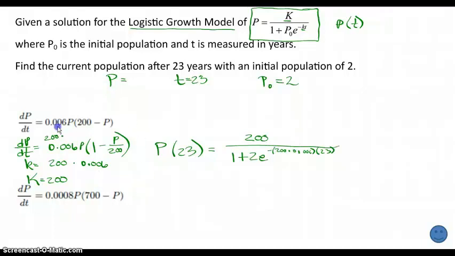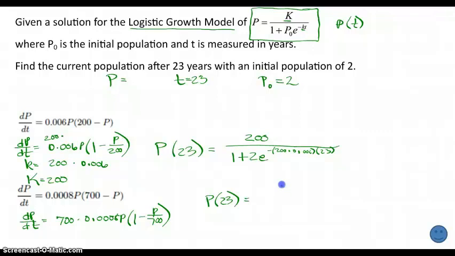And finally, we'll do this one final example. So dP/dt here is, we'll factor our 700 out front times 0.123 with zeros and an 8, P times 1 minus P over 700. So again, P of 23 for this population is 700, the carrying capacity, over 1 plus the initial population. It says for both of them the initial population was 2. E to the negative, now this is 700 times 0.123 with zeros and an 8, times 23.